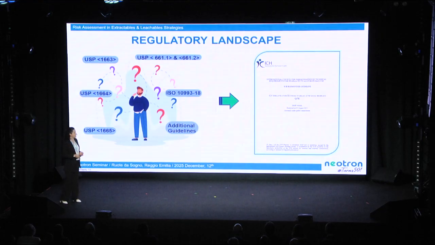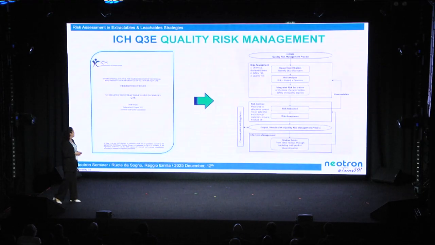Fortunately, this year, in August, a guideline by ICH for extractables and leachables was released. So we were waiting for this draft, the ICH Q3E, and this draft depicted the framework of the quality risk assessment, the risk management process, starting from ICH Q9.